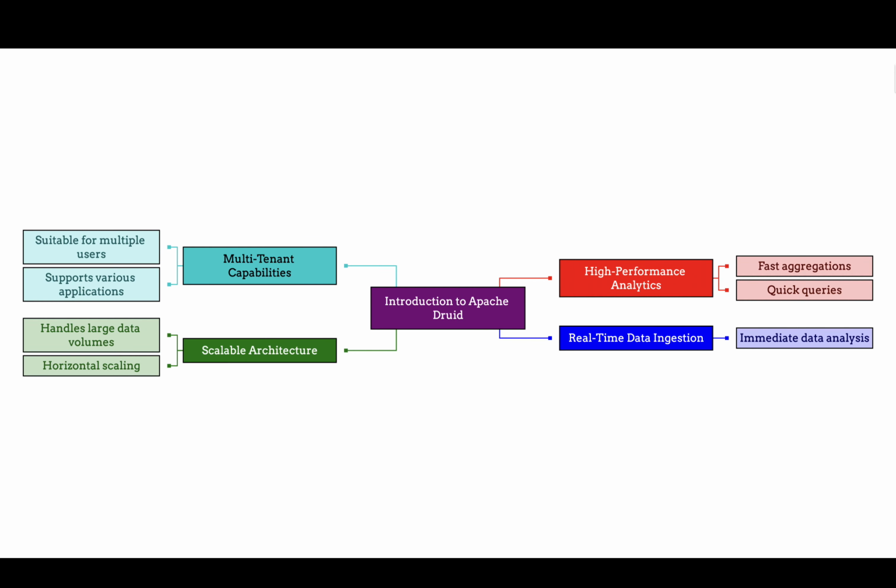Introduction to Apache Druid. 1. High-performance analytics. Apache Druid is an open-source analytics database designed for fast aggregations and queries on large volumes of event data. 2. Real-time data ingestion. Capable of ingesting data in real time, enabling immediate data analysis and decision-making. 3. Scalable architecture. Built to scale horizontally, handling large data volumes efficiently across multiple nodes. 4. Multi-tenant capabilities. Supports multi-tenancy, making it suitable for environments with multiple users or applications.